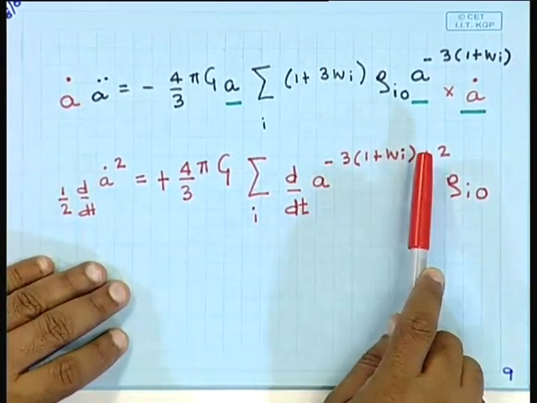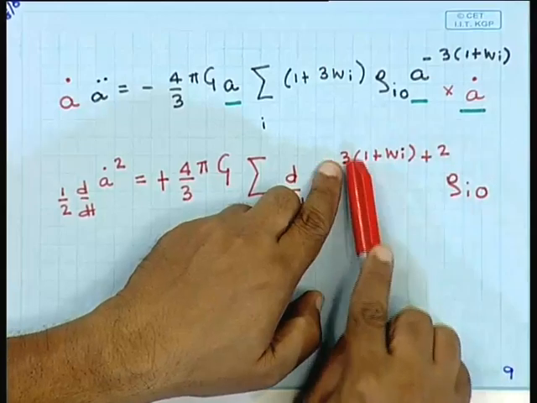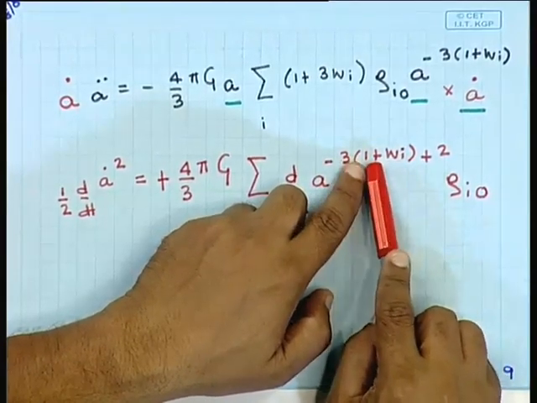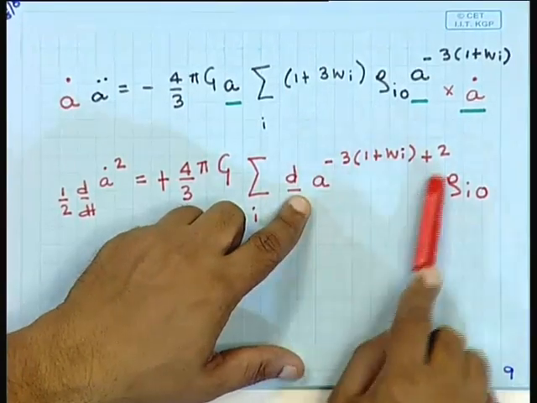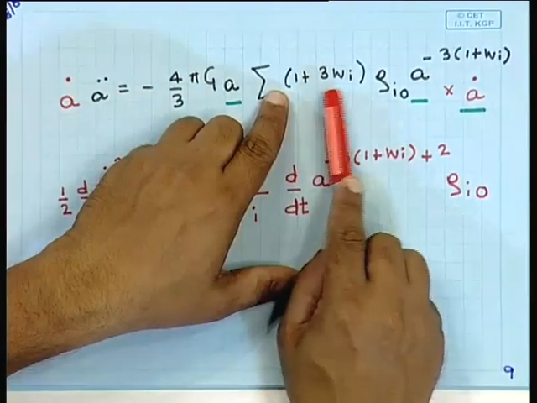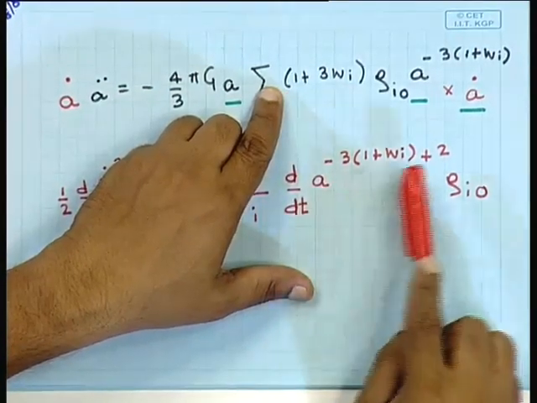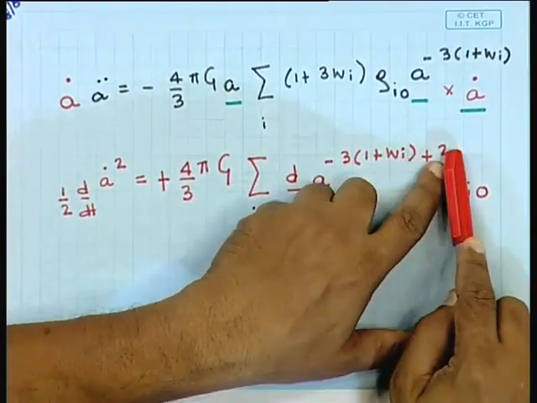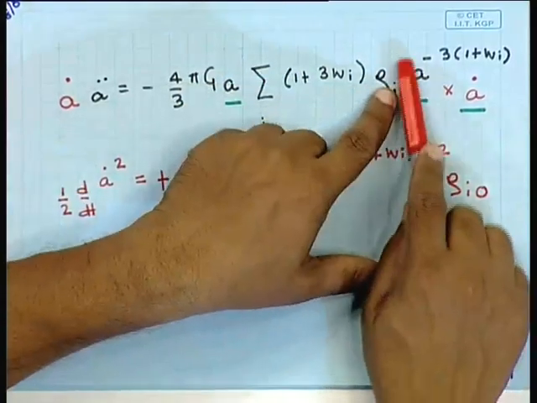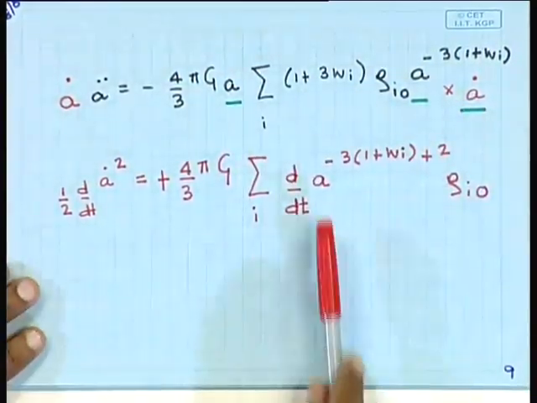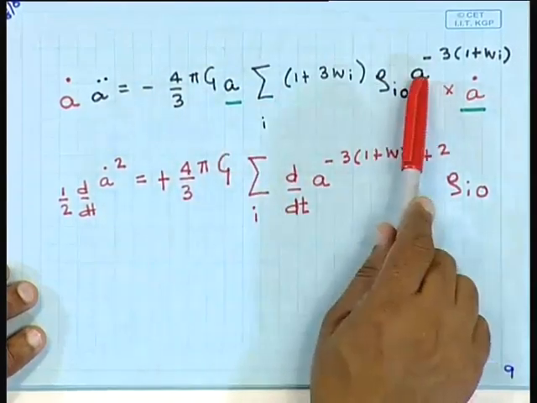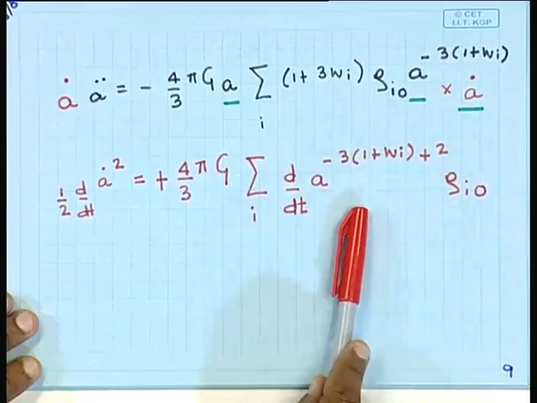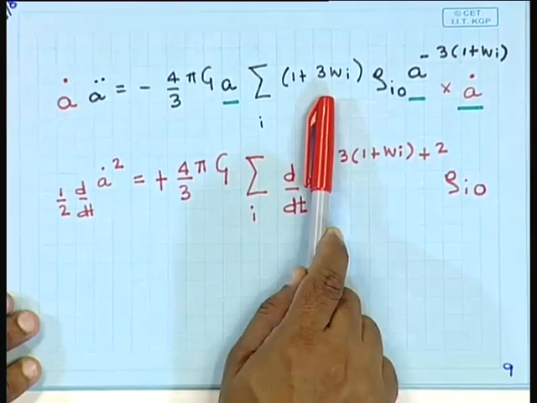So, when I differentiate this, the exponent over here is essentially minus 3 into 1 plus w I plus 2. When I differentiate this term, I will get this factor minus 3 w I plus 1, and the power of a will go down by 1. So, here I have minus 3 into 1 plus w I plus 2, it will become plus 1. So, I have this 1 here and this term here, and I will get a factor of a dot. So, it is quite clear that when we differentiate this term, we recover this expression. You can check this little bit of algebra, that when you differentiate this term over here, you recover exactly this expression.